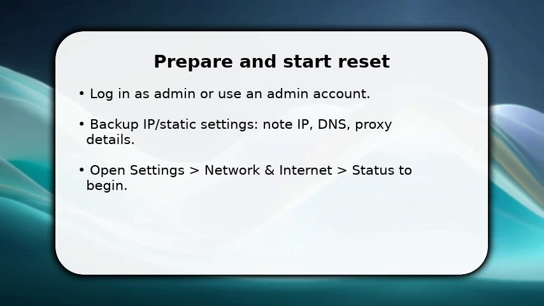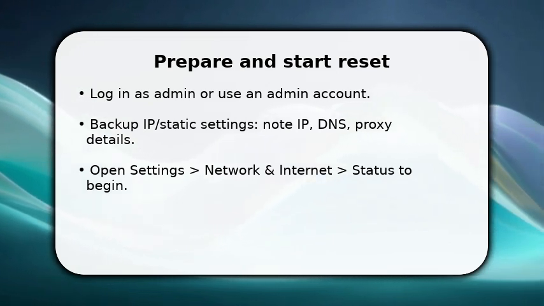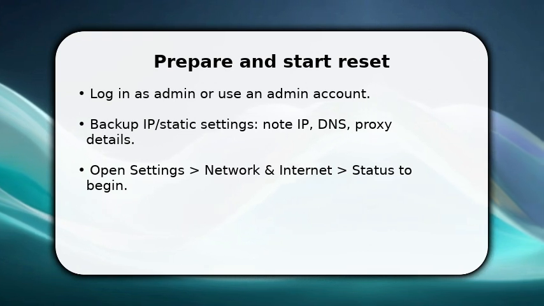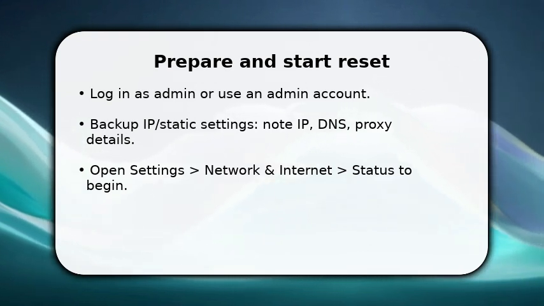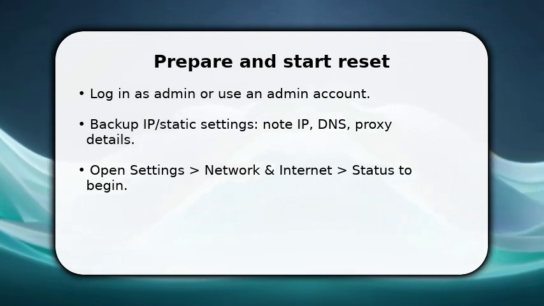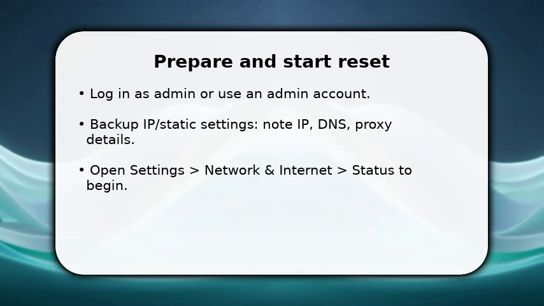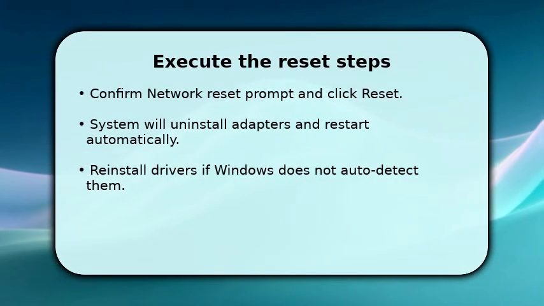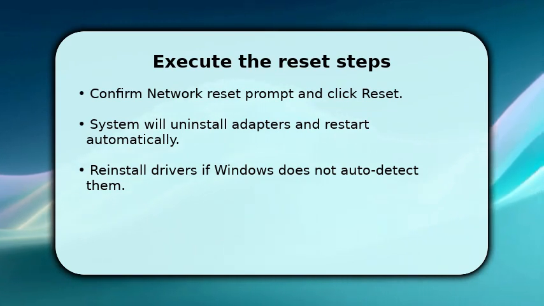Now, scroll to Network Reset at the bottom and tap it. This initiates the first automated step to remove adapters and restore defaults. Once you confirm the network reset prompt and click Reset, Windows will begin uninstalling network adapters and clearing custom settings. This is why you recorded static values. Your PC will restart automatically.